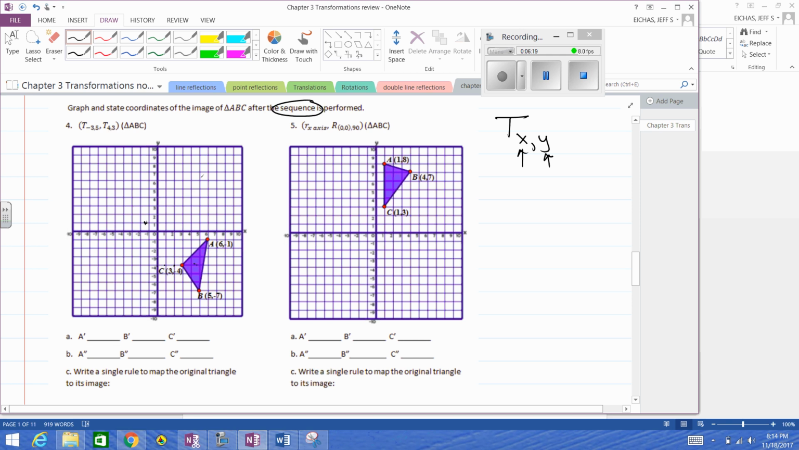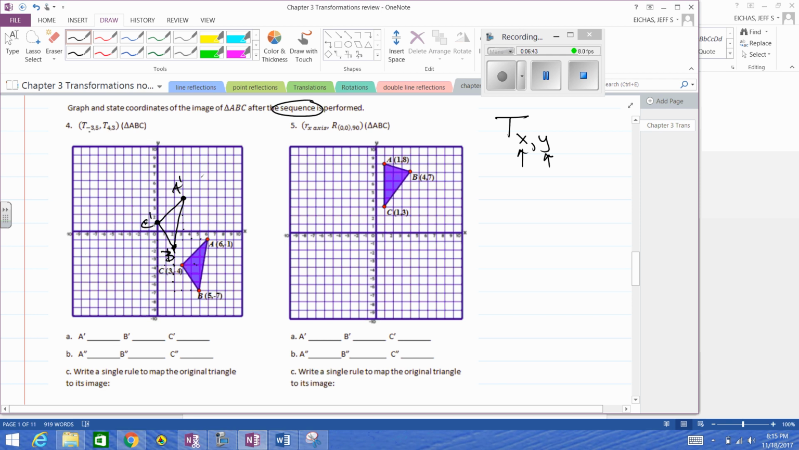So 1, 2, 3, 1, 2, 3, 4, 5. C prime is going to end up right there. A: 1, 2, 3, 1, 2, 3, 4, 5. And B: 1, 2, 3, 1, 2, 3, 4, 5. There's B prime. Sorry, I should have a straight edge. I don't on this tool.